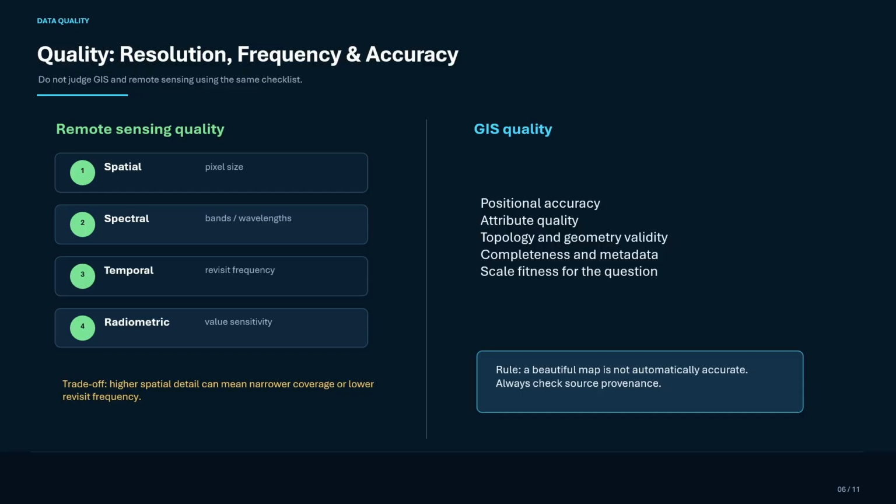In GIS, quality is discussed differently. We look at the positional accuracy, attribute accuracy, completeness, topology, metadata, and whether the data scale fits the question. So remember, a high resolution satellite image is not automatically a good decision map. Both remote sensing and GIS require validation and careful interpretation.